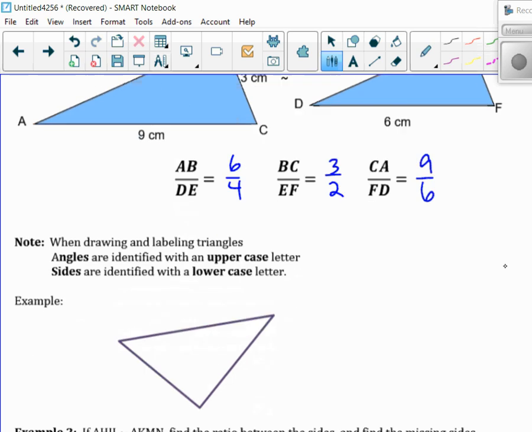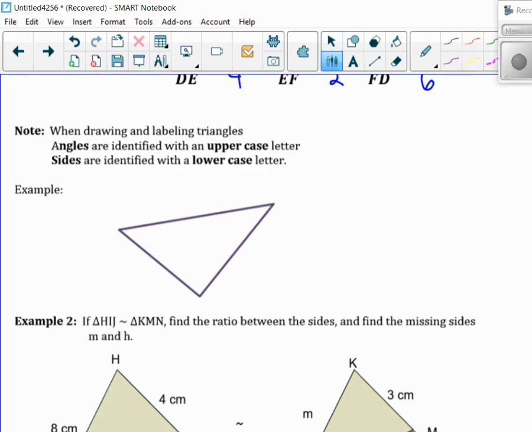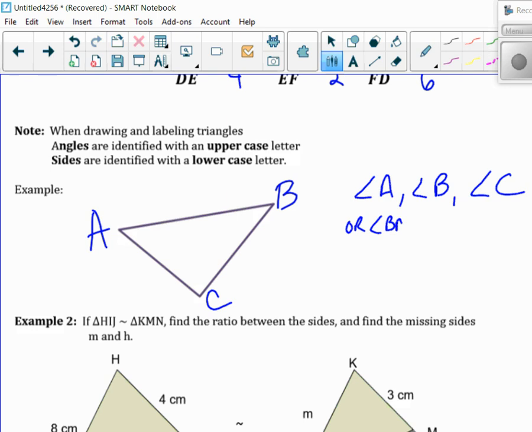Okay, so when drawing and labeling triangles, angles are identified with the uppercase and sides are identified with the lowercase. For instance, if I say A, B, and C here, these are angle A, angle B, angle C. Or if I wanted angle A, I could say angle BAC. I could also write it as CAB, the other way around, right? And then angle B I could say is ABC.